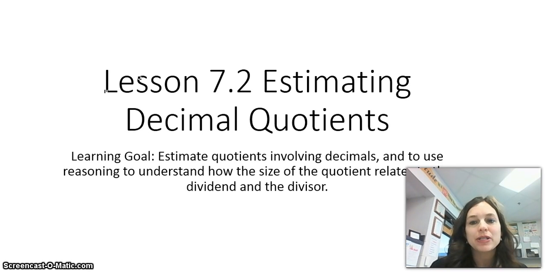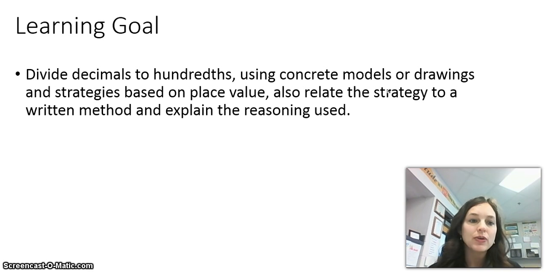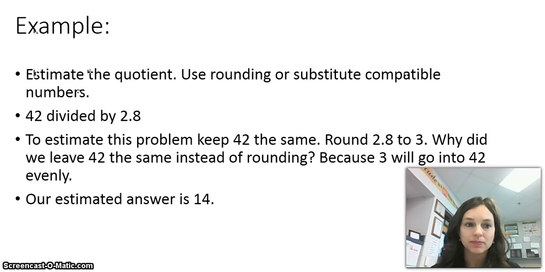Right, this is lesson 7.2, estimating decimal quotients. Our learning goal is to estimate quotients involving decimals and to use reasoning to understand how the size of the quotient relates to the dividend and the divisor. Our learning goal is also to divide decimals to hundredths using concrete models or drawings and strategies based on place value, and to relate the strategy to a written method and explain the reasoning used.